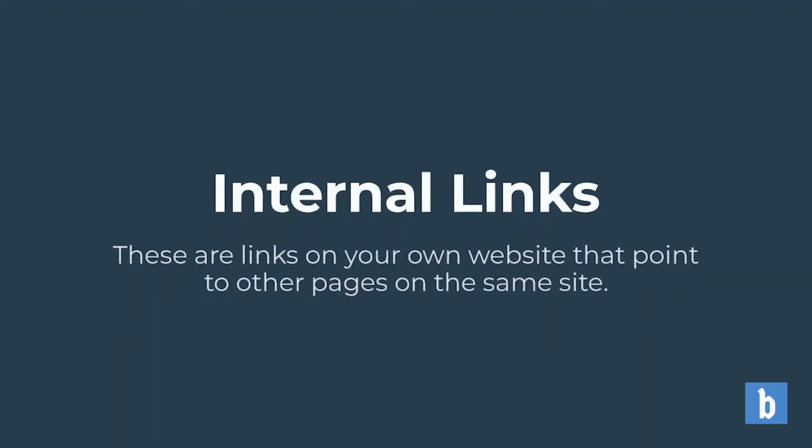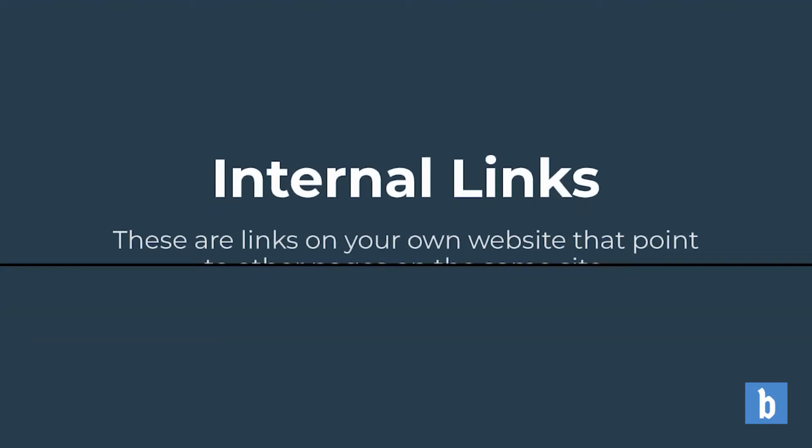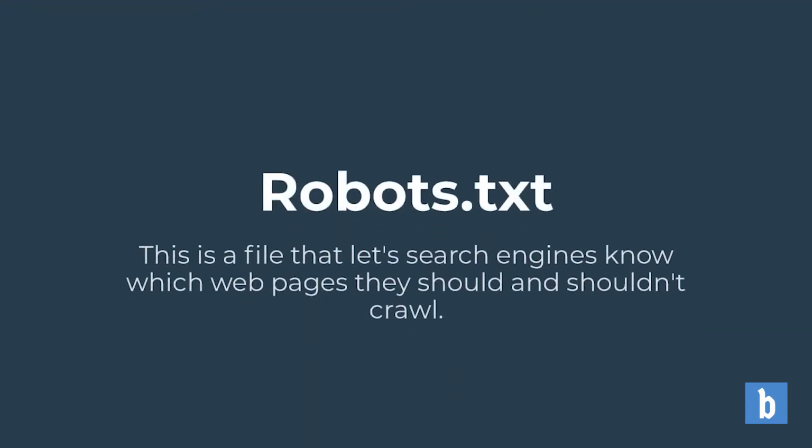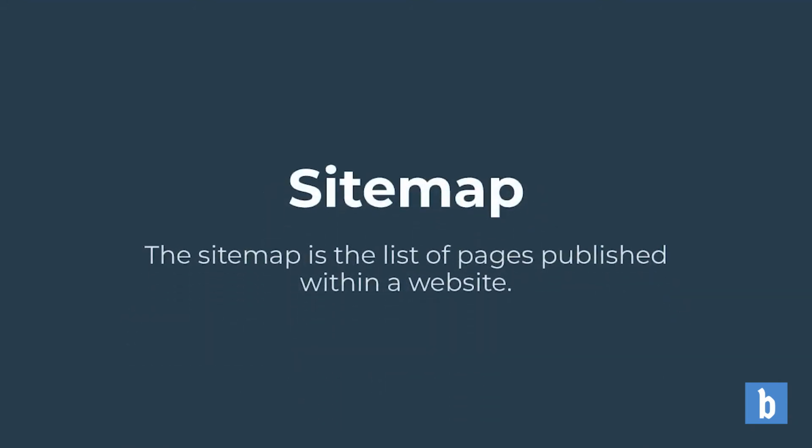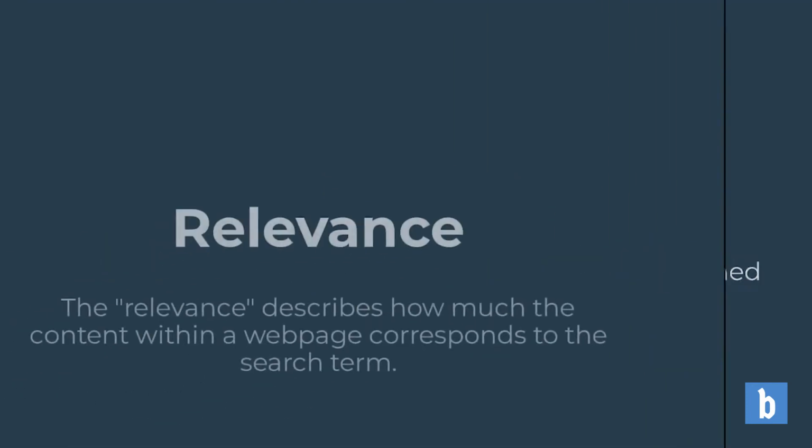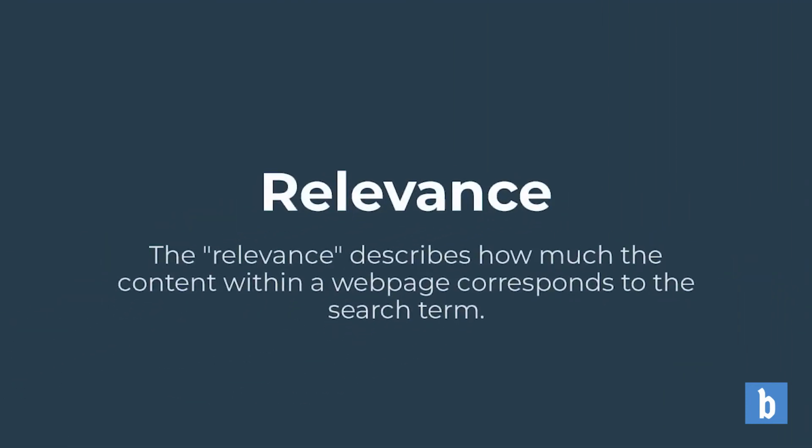Internal links. These are links on your own website that point to other pages on the same site. Robots.txt. This is a file that lets search engines know which web pages they should and shouldn't crawl. Sitemap. The sitemap is the list of pages published within a website. Relevance. The relevance describes how much the content within a web page corresponds to the search term.